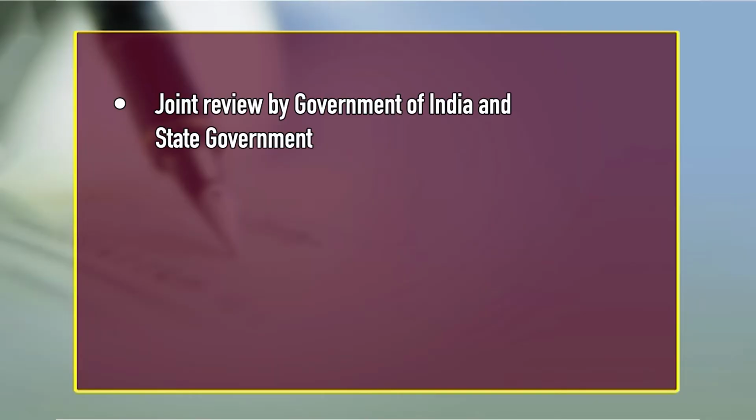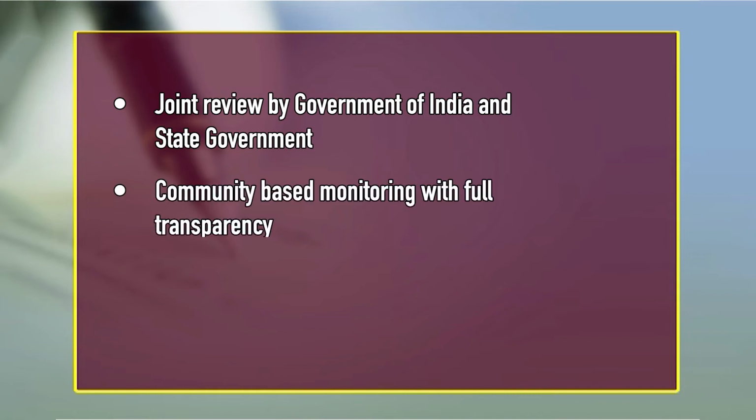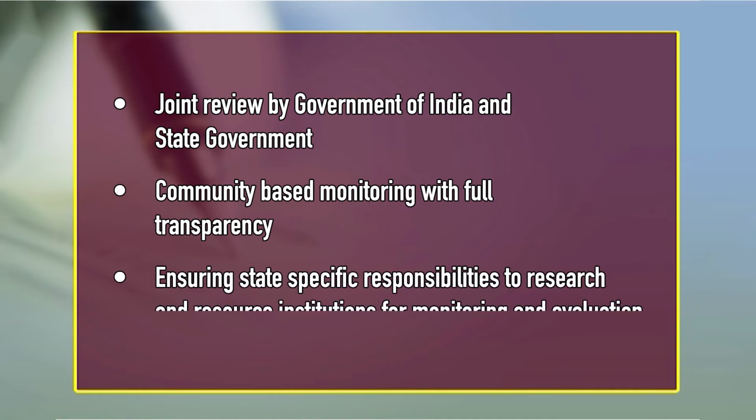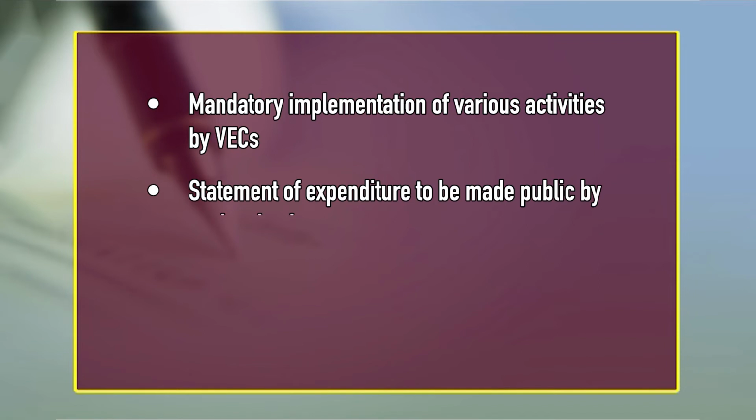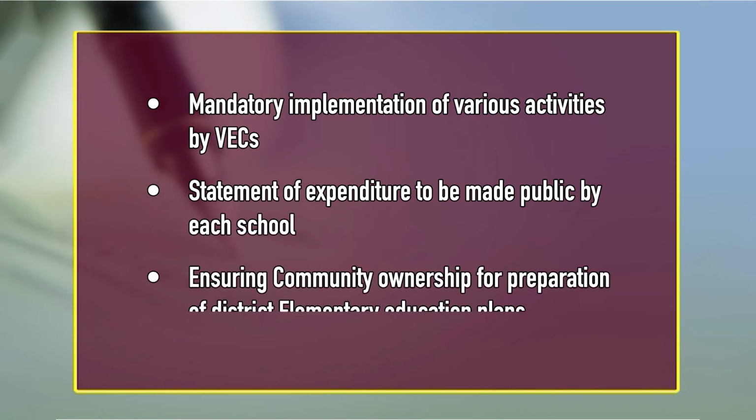Joint review by Government of India and the state government. Community-based monitoring with full transparency. Ensuring state-specific responsibilities to research and resource institutions for monitoring and evaluation. Mandatory implementation of various activities by VECs. Statement of expenditure to be made public by each school. Ensuring community ownership for preparation of district elementary education plans.